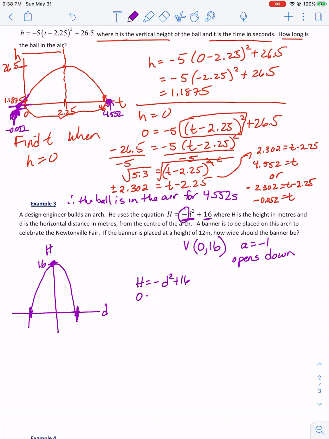So 0, again, these are the x-intercepts, right? This is where it's crossing the x-axis. That's when h equals 0. Minus d squared plus 16, bring the d squared over, so d squared equals 16, and square root both sides, d is going to equal plus or minus 4. So this will be at minus 4, and this will be at positive 4. So this arch, or arc, is 8 meters wide.